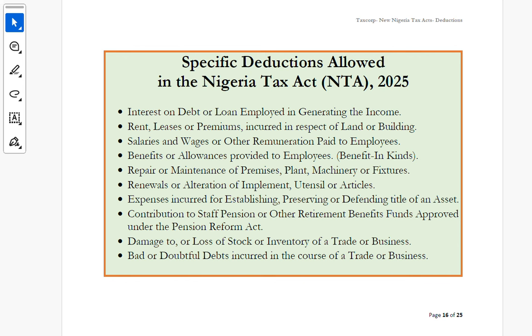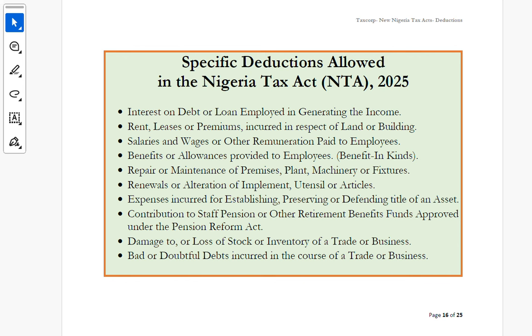Specific deductions are allowed in the Nigerian Tax Act. Now, here are the deductions the Nigerian Tax Act specifically stated that are allowed. First is interest on debt or loan employed in generating the income. Rent, leases, premiums incurred in respect of land or building, your rental expense. Salary and wages or other remuneration paid to employees. Benefits or allowances paid to employees, or what we call benefit in kind.